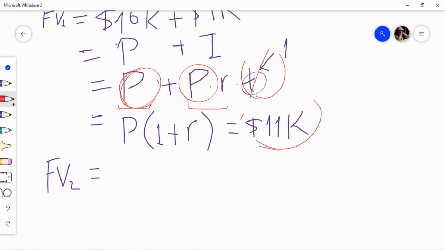Then what is 11K? It's principal plus interest. Yes, that's true. But also, what's another name for that? What is the principal plus interest?